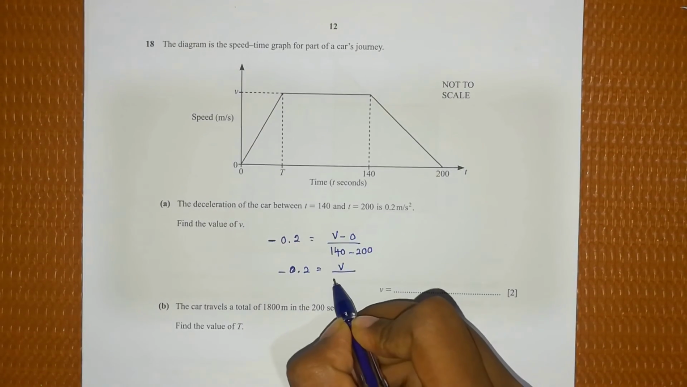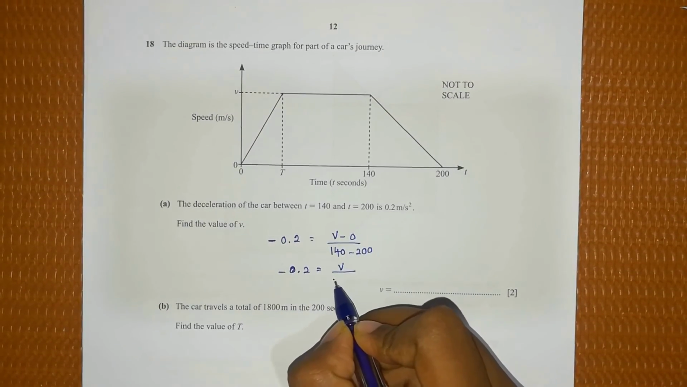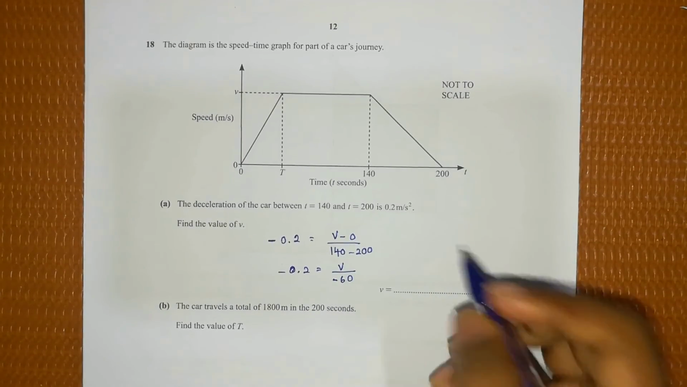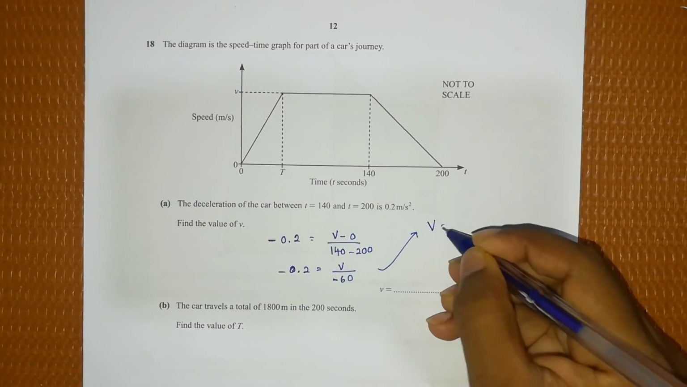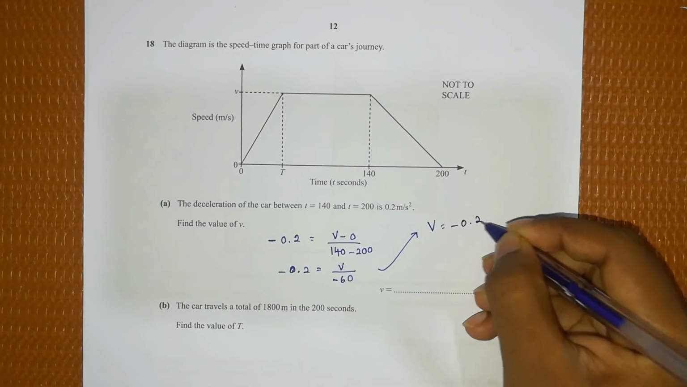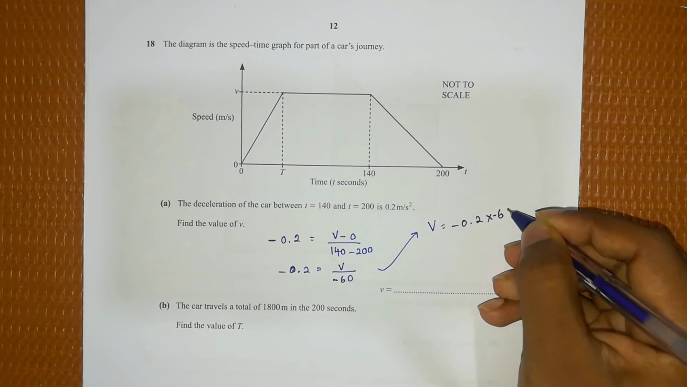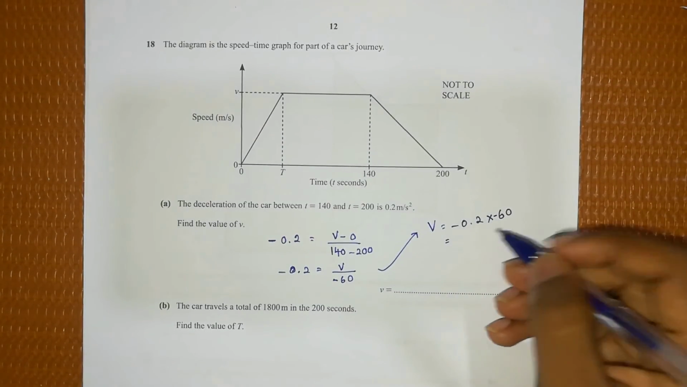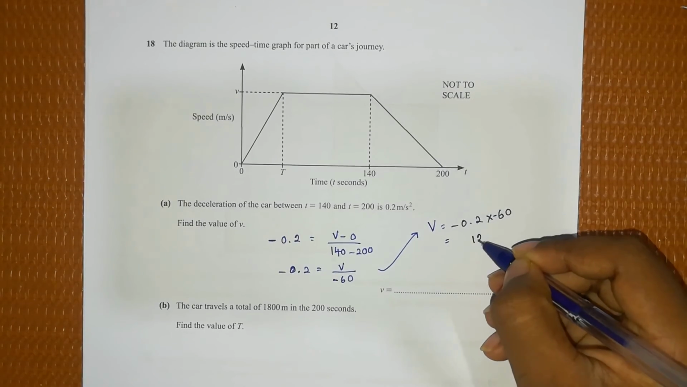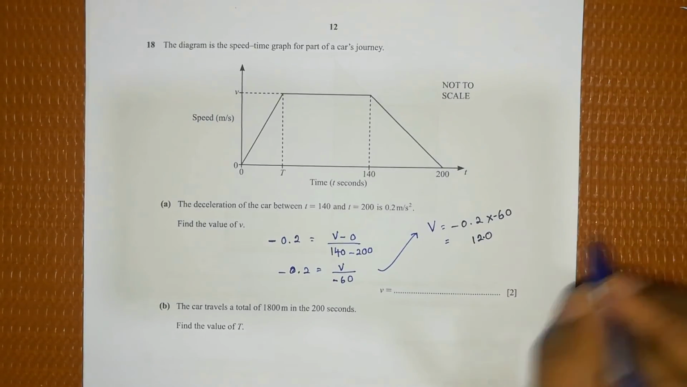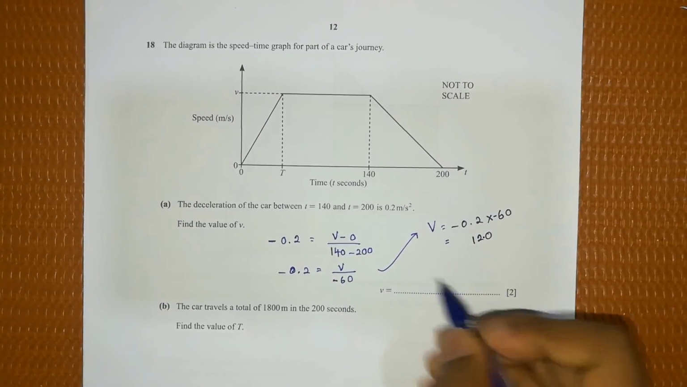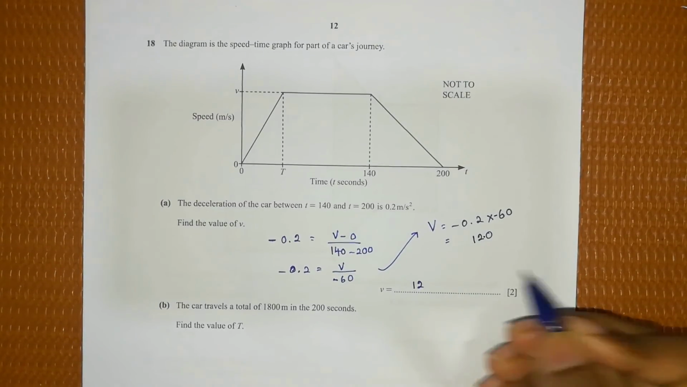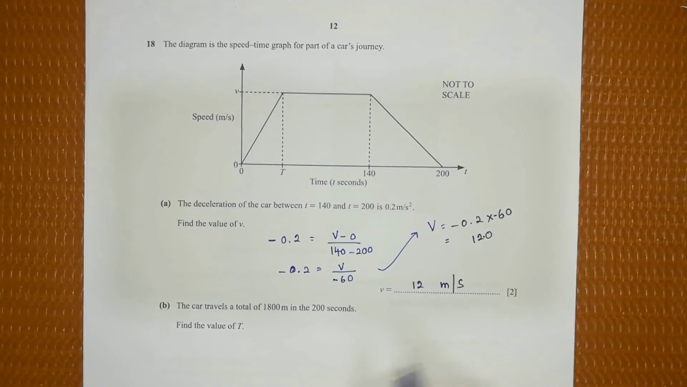v upon negative 60. So in order to find v, that is negative 0.2 times negative 60, that's positive. 6 times 2, 12, 0, 12. So it's 12.0. So the speed is 12 meters per second.